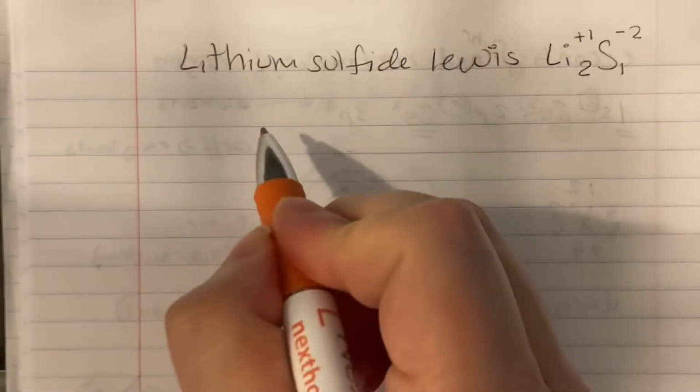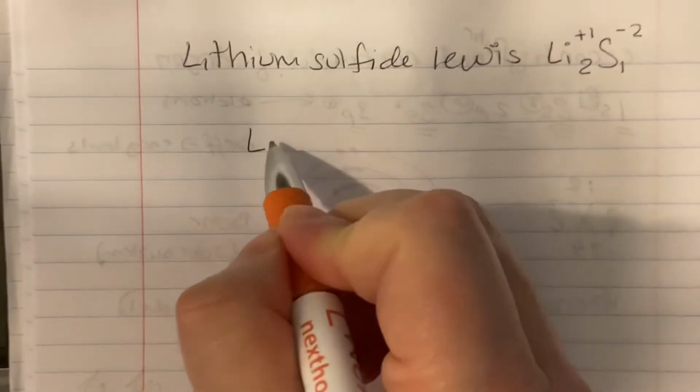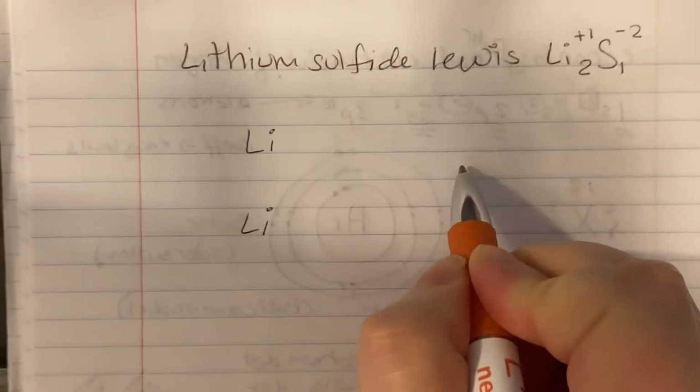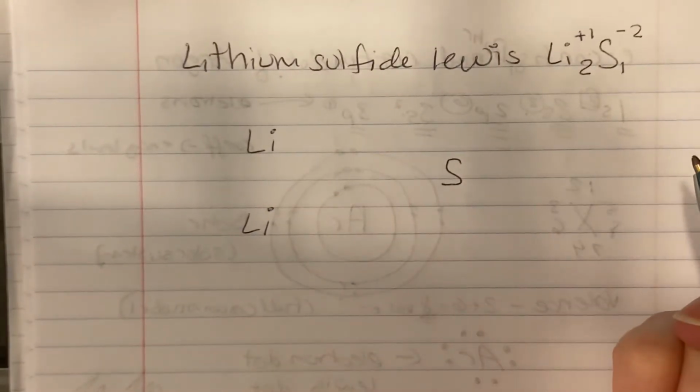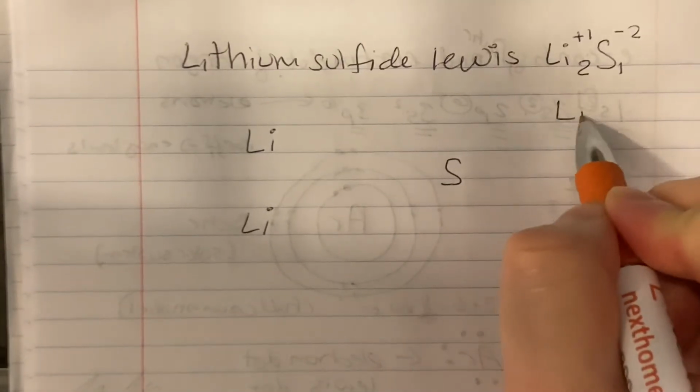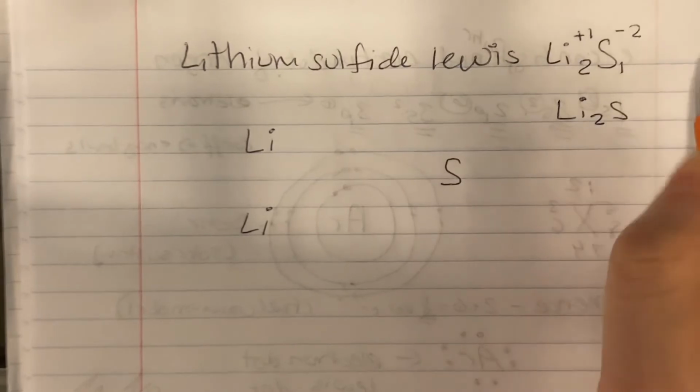Li2S1. So that means we're going to write our cations first. We're going to write lithium, but we have 2 of them. And sulfur is our anion. It's our -1, so we're going to write it second. Now our official formula would be Li2S.